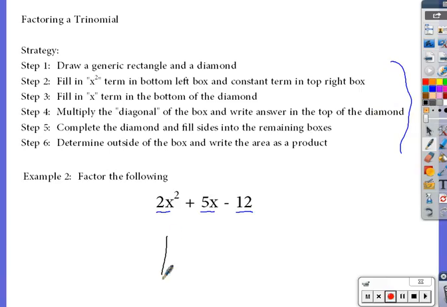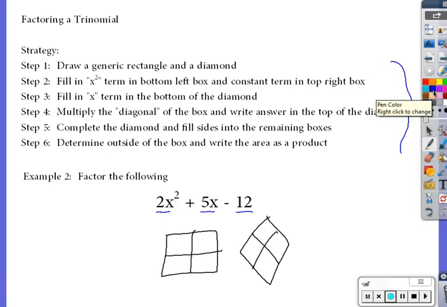Step 1 is to draw a generic rectangle and a diamond. If you can't draw the diamond, just draw the x. Step 2 is to fill in the x squared term, the bottom left, and the constant term, which is the plain number, in the top right.